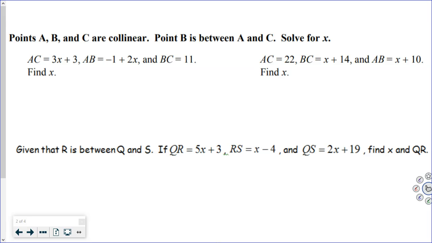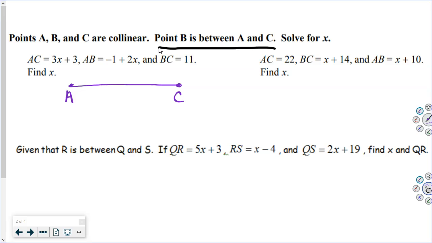And here's the key. When you look at this, you have that point B is between A and C. So when we look at these pictures, it doesn't matter if it's directly in the middle because it doesn't say midpoint. What it says is between. So we could put it towards A, we could put it towards C, it doesn't matter. All we need is that point to be between A and C.